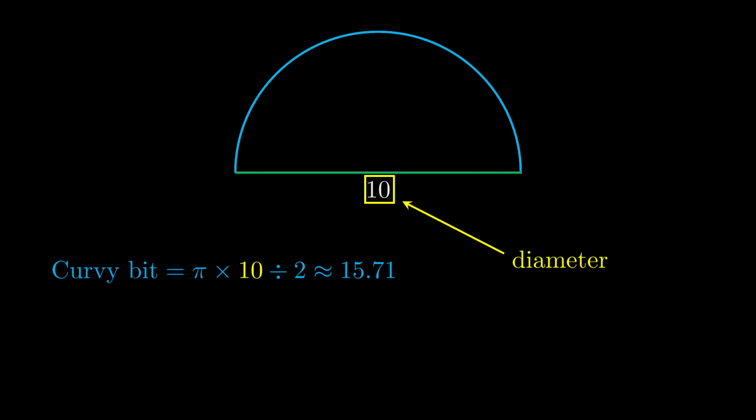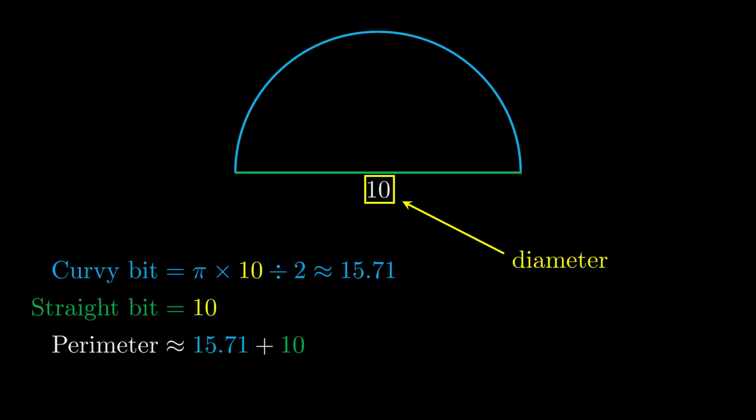But we're not done yet. We have to add that to the straight bit, which is just 10. That's easy. Okay, and so the final perimeter, the total length of the boundary, will be about 15.71 plus 10, which is 25.71. Okay, and so similar ideas should be used for parts of circles. You might see that in your work today.